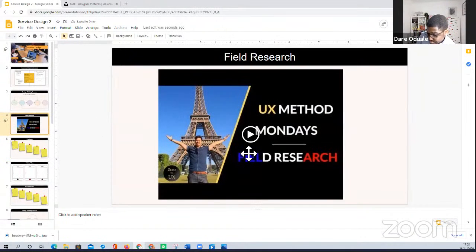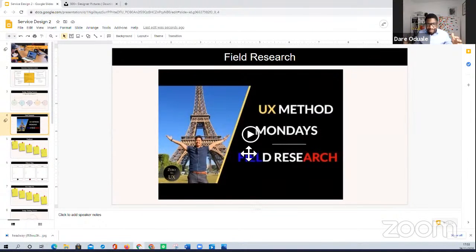So I want us to watch this video around. Now, these are UX methods on field research. So I'm going to explain a bit there that you think about, but this is service design. Why are we looking at UX research tools? Because many of all those things are, so this is talking about field research, for instance.